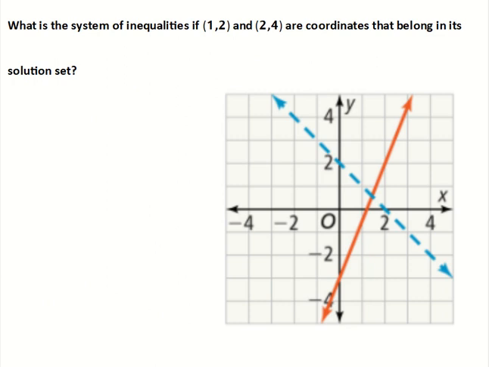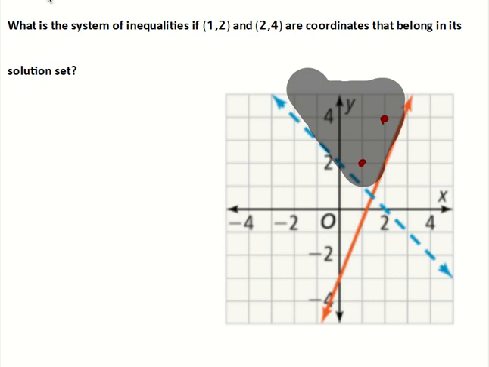So what you want to do is, now you might see problems like this where you're looking at, well, what is a system of inequalities if (1, 2) and (2, 4) are the coordinates that belong in its solution set? Well, let's see where (1, 2) is. (1, 2) is right here. (2, 4) is right here. So I'm looking for a system of inequalities where the solution is this area right here. This is my region. Let's do the exact same thing we just did.